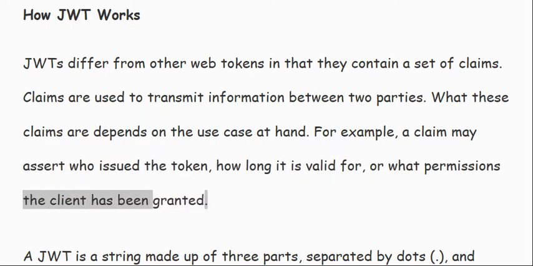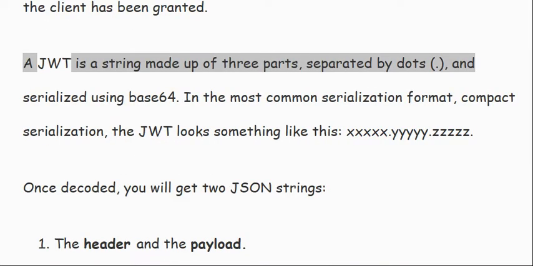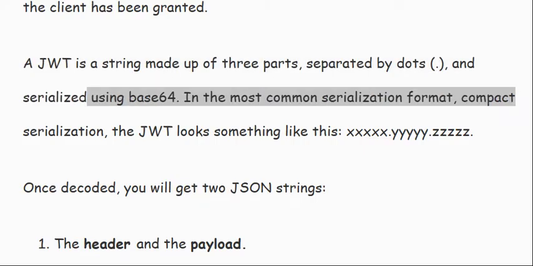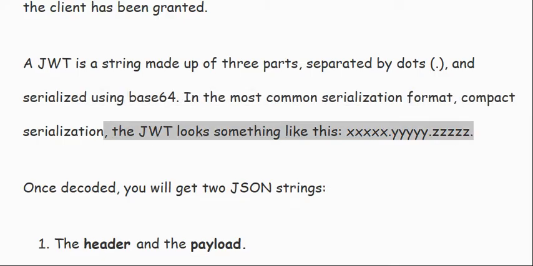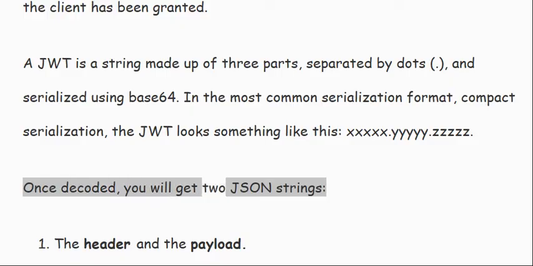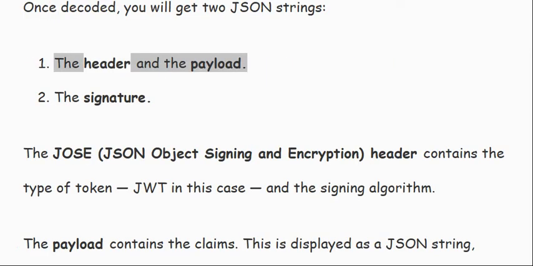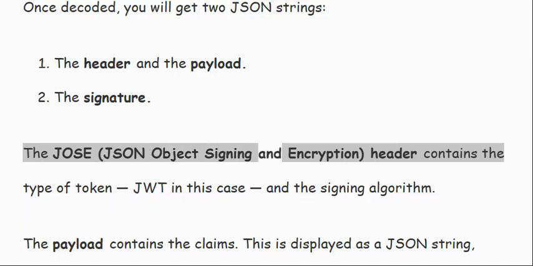A JWT is a string made up of three parts, separated by dots, and serialized using base64. In the most common serialization format, compact serialization, the JWT looks something like this: xxxx.yyyyyy.zzzzz. Once decoded, you will get two JSON strings, the header and the payload, and the signature.